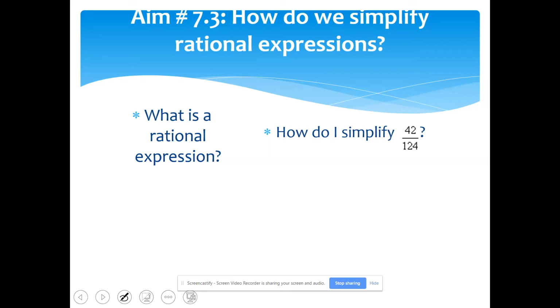Good evening, everybody. We're talking about simplifying rational expressions tonight in section 7.3.